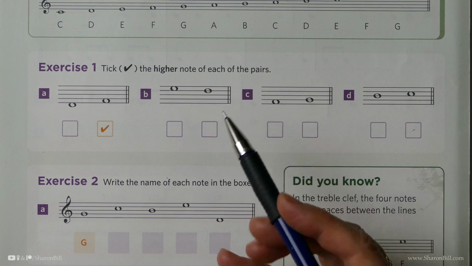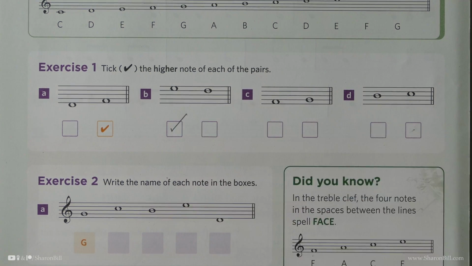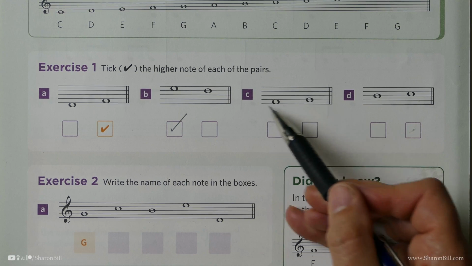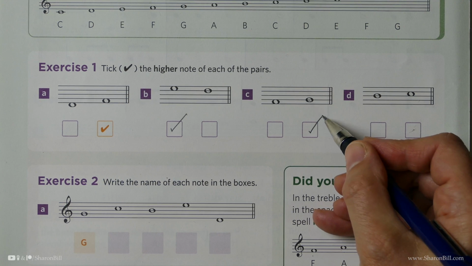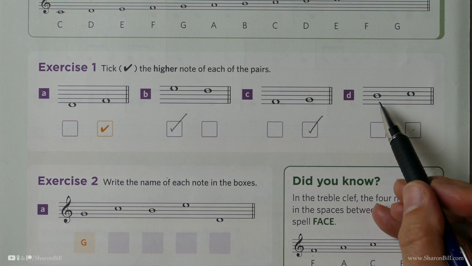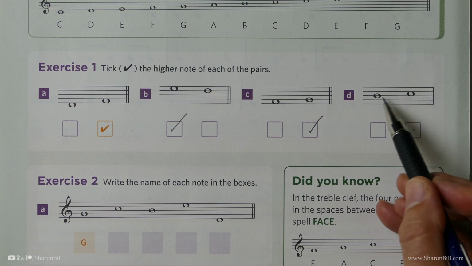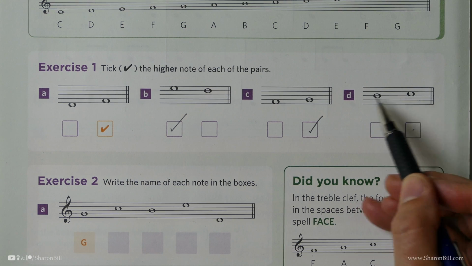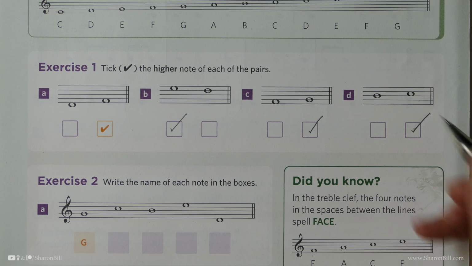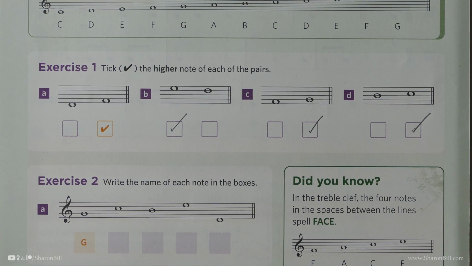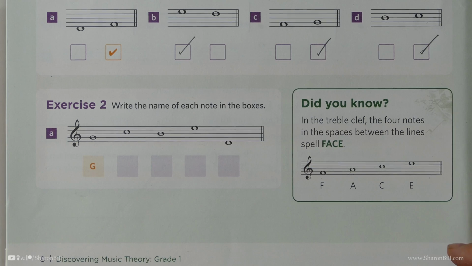We need to tick the highest, so we'll be ticking this one. We can see at a glance that this one is one step higher, so that's the higher of the two. And again, this one is one step. We're going from line to space, that's next door notes. That's the highest there.